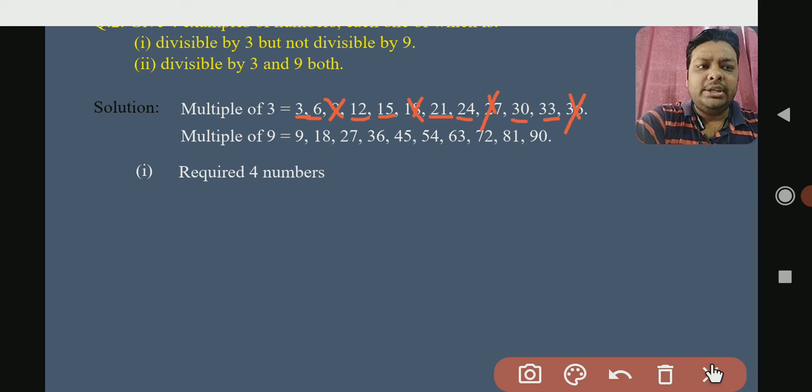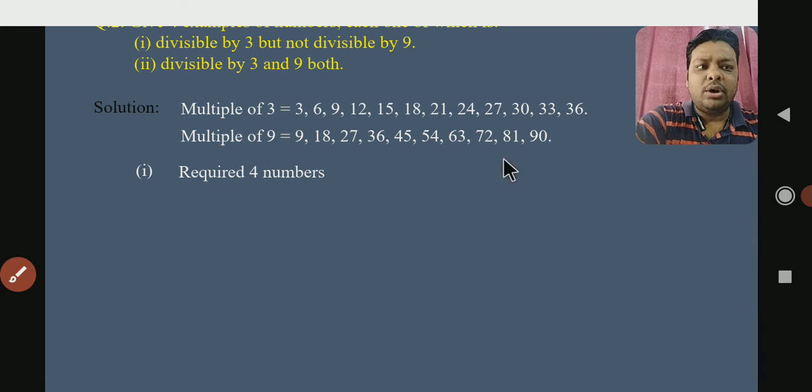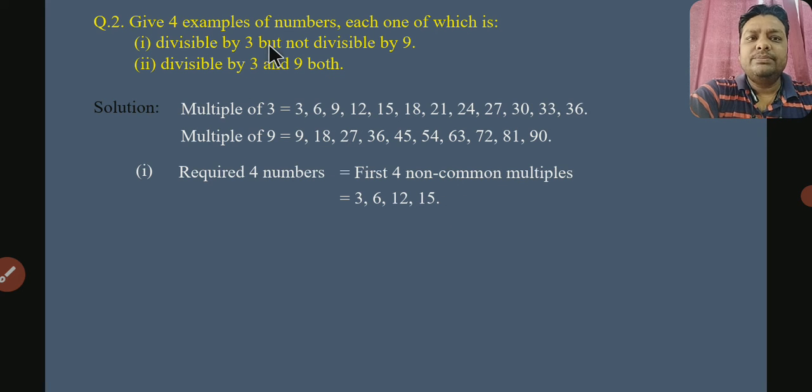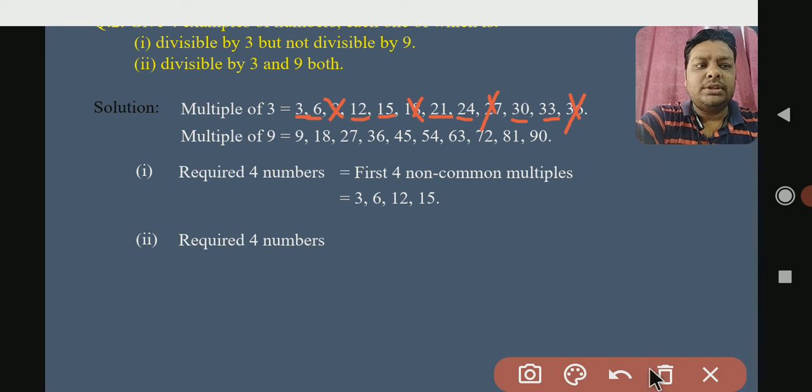So according to it, the required 4 numbers will be what? The first 4 non-common multiples: 3, 6, 12 and 15. These 4 will be the first 4 non-common multiples which are divisible by 3 but not divisible by 9. Now the second one. Again we have to find 4 numbers, but they should be divisible by 3 and 9 both. So we have to see the first 4 common multiples. You can see 9 is common.